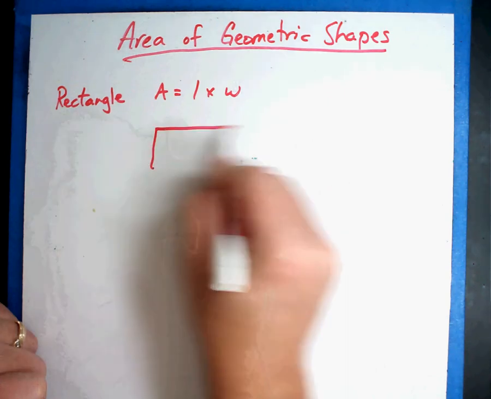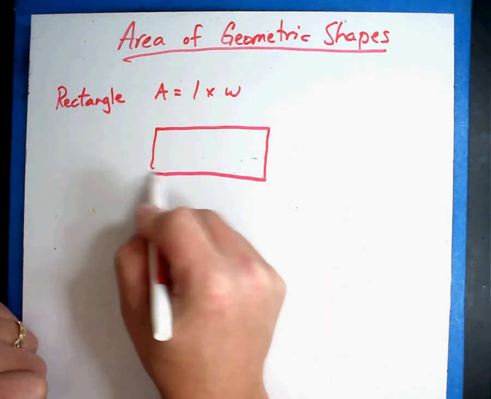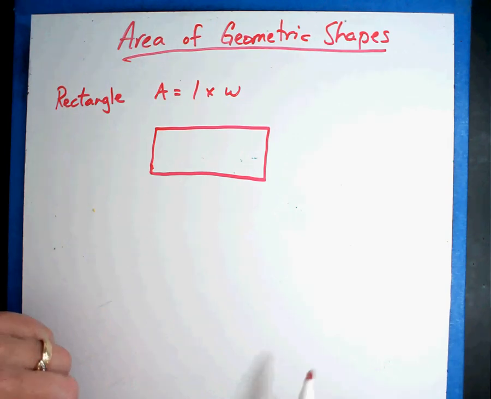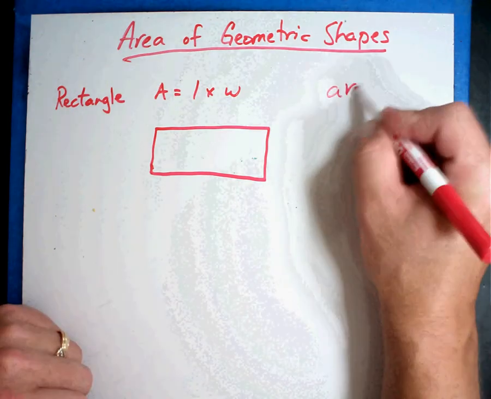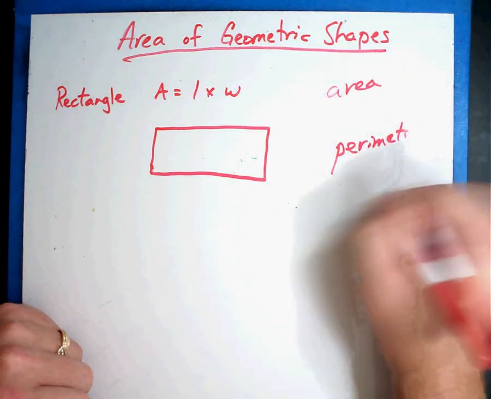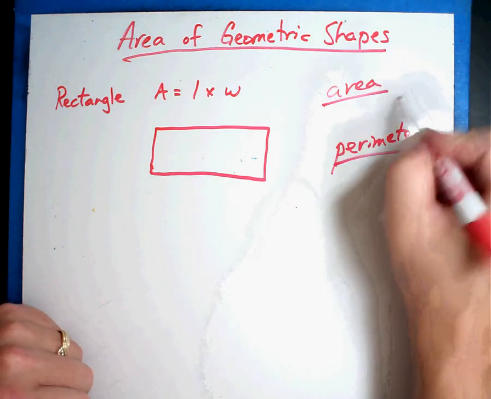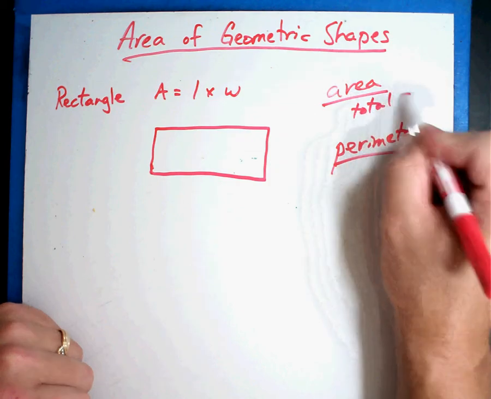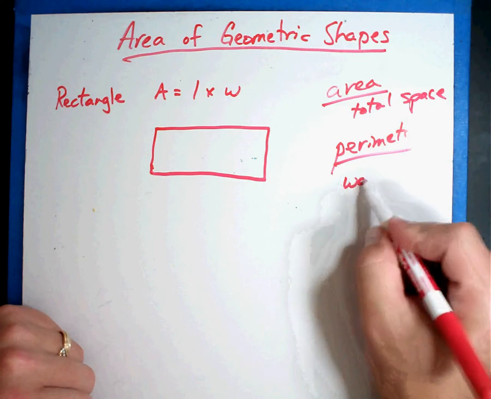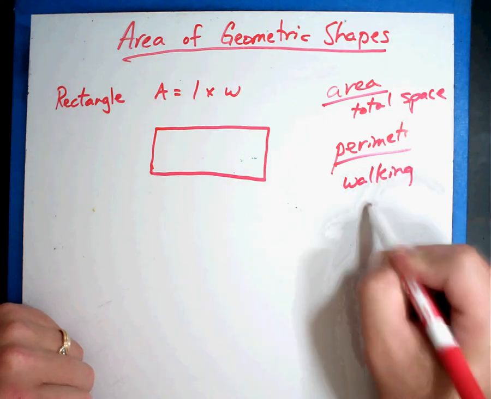Alright, so we're going to take a rectangle. Now I want to make sure you understand. I'm not the best artist in the world, but that's fine. I can still calculate the area. One of the things that confuses people is the difference between area and perimeter. Very quickly, let me cover that. Area is the total space of the object. Perimeter is walking around the shape.